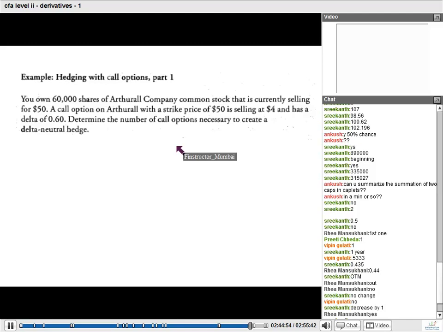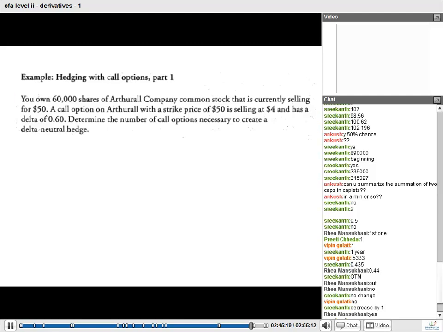You own $60,000 of Arthral company common stock that is currently selling for $50. A call option with a strike price of $50 is selling at $4 and has a delta of 0.6. Determine the number of call options necessary to create a delta neutral hedge.